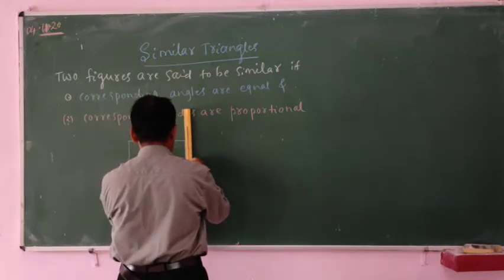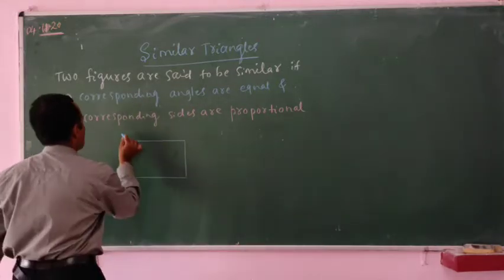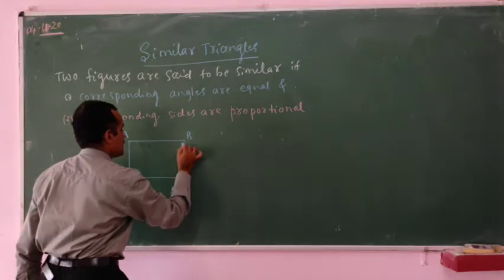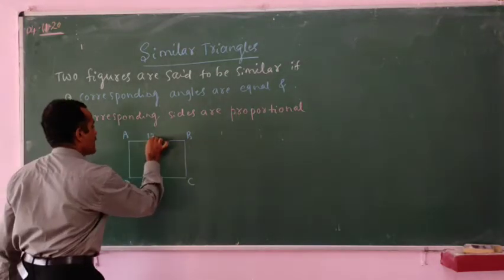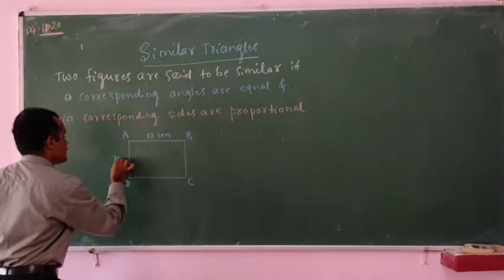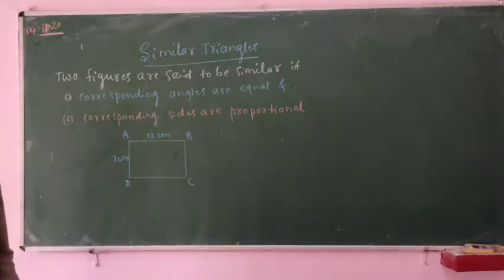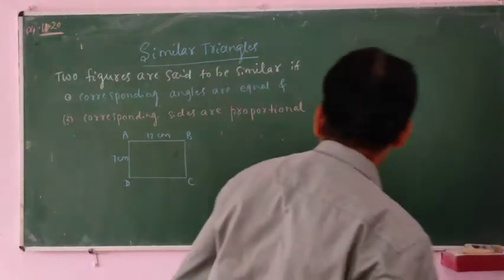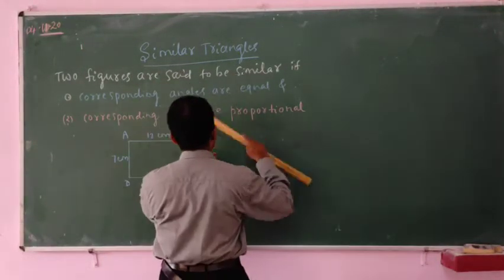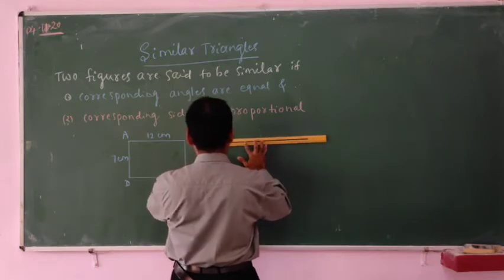Okay, student, this is one rectangle. I will call it ABCD. This is 12 centimeter and this is 7 centimeter. I will draw another rectangle.